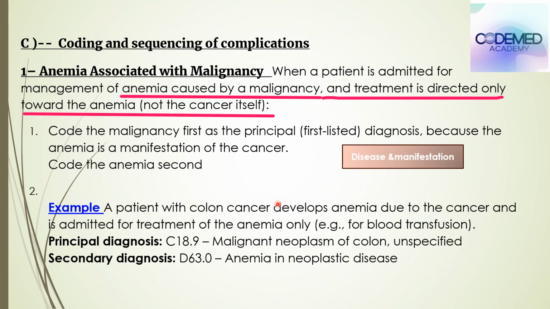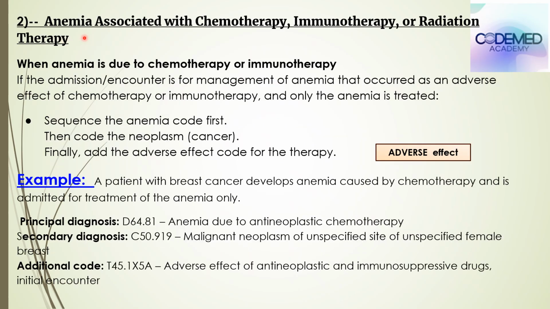So let us take an example. The patient with colon cancer develops anemia due to the cancer and is admitted for the treatment of the anemia only. How will I code? So in this case, the principal diagnosis will be the cancer because that is the cause, while the secondary diagnosis will be the anemia in neoplastic diseases because that is a manifestation. So let us take the next guideline, anemia associated with chemo, immuno or the radiation therapy.